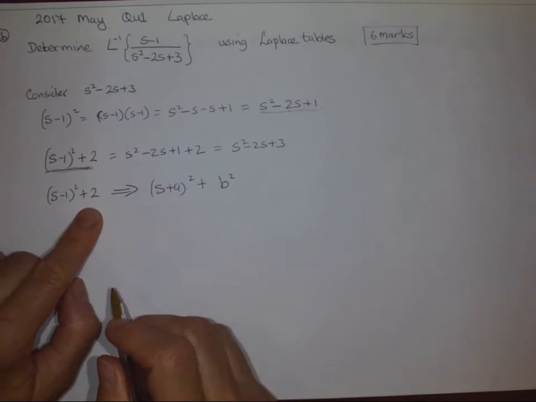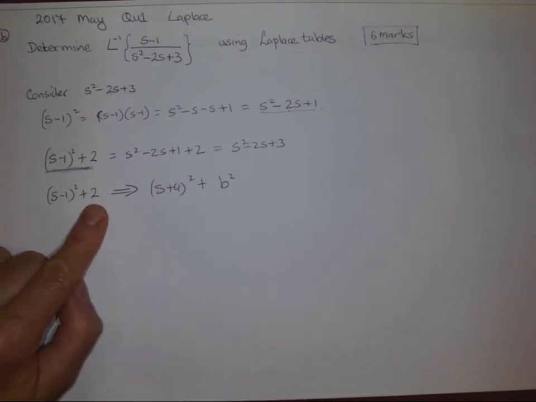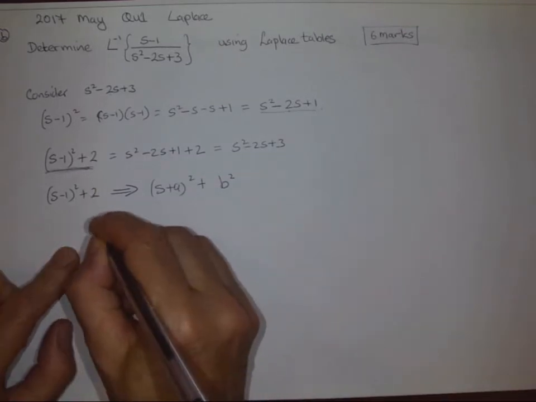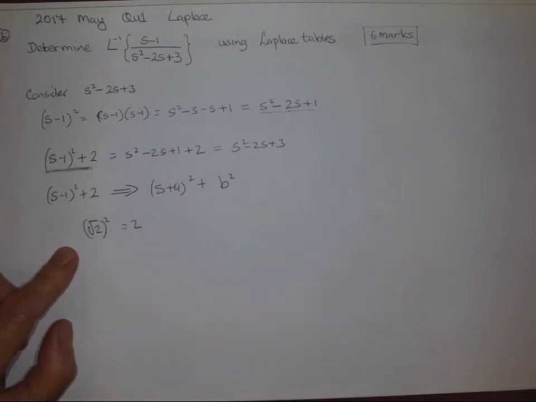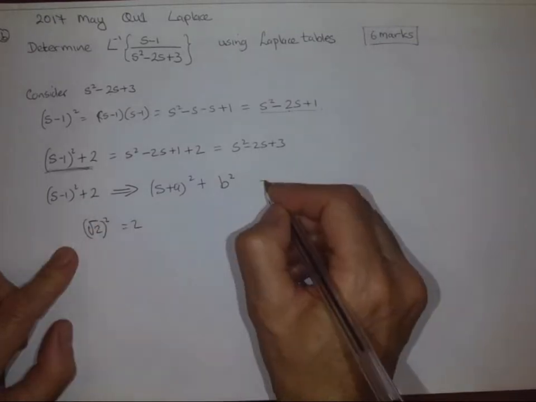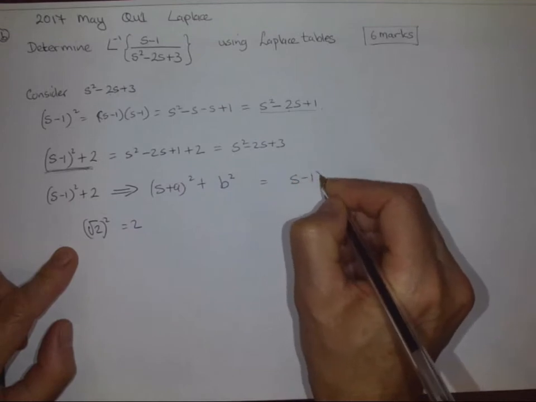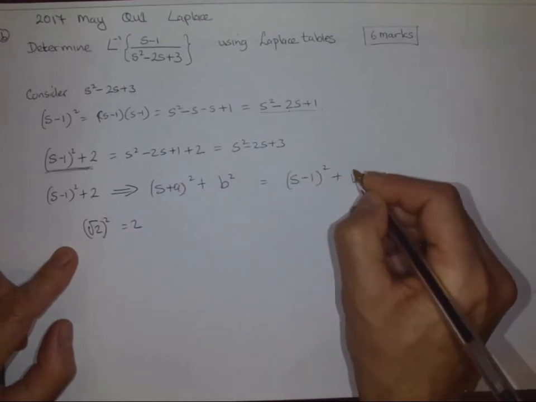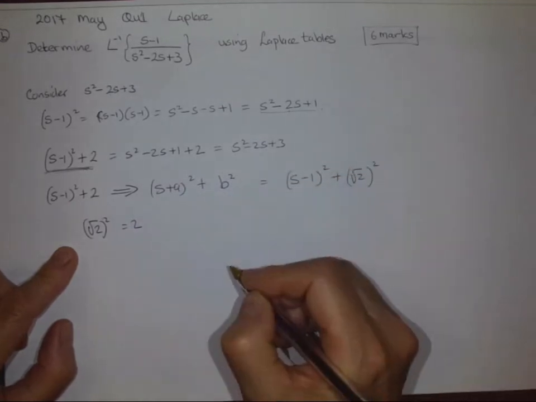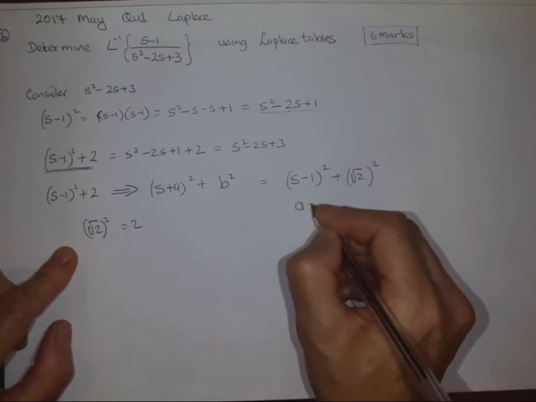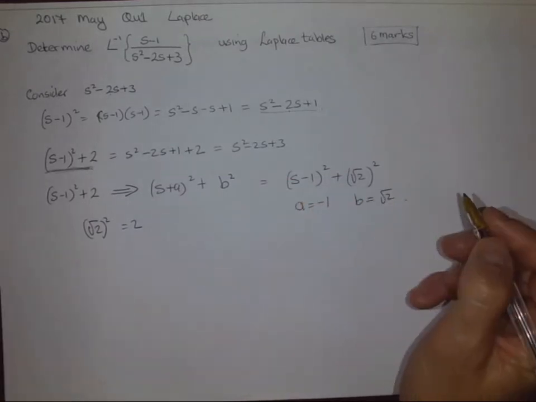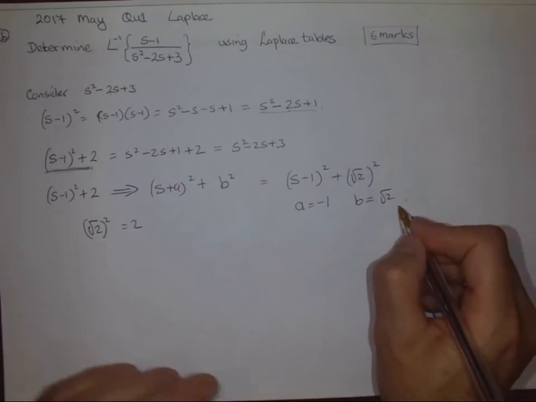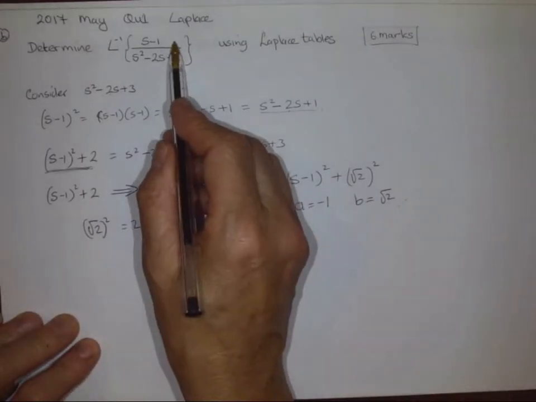The only problem is this is a 2, it's not a squared. But if you think about it, the square root of 2 squared equals 2. So we could rewrite this as s minus 1 squared plus the square root of 2 all squared. So we could say, well then a must equal minus 1 and b is equal to the square root of 2. That's great. We've got the bottom part sorted out, but we still have to look at the top.